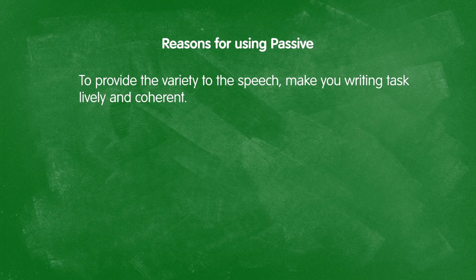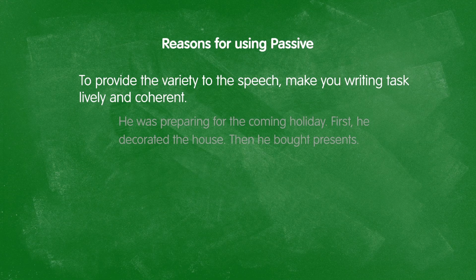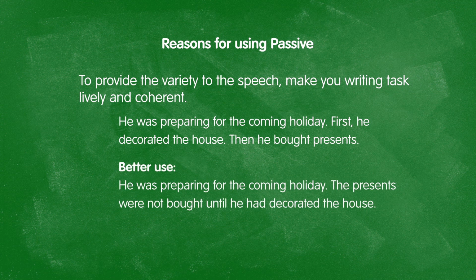So I'd like to bring your attention now to the importance of the passive voice usage. During your exams, try to avoid chains of sentences using active voice. He did A, he did B, then he did C. For example, he was preparing for the coming holiday. First, he decorated the house, then he bought presents. It's much better if you use something like, he was preparing for the upcoming holidays. The presents were not bought, though, until he had decorated the house. Here, he did A, and C wasn't done until he did B.